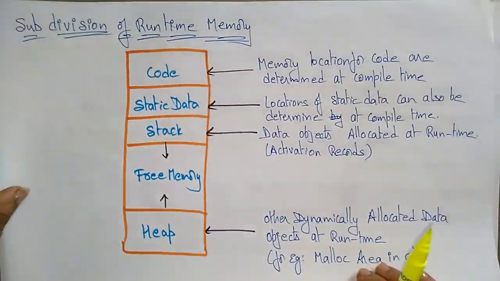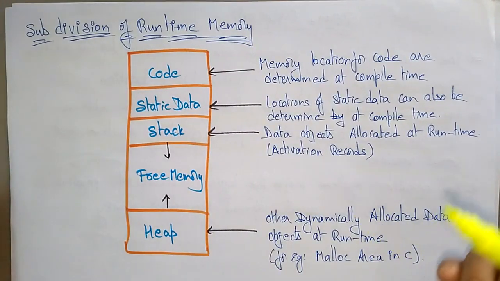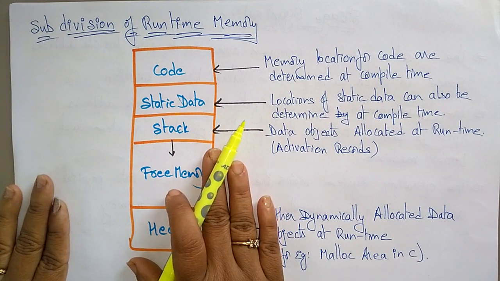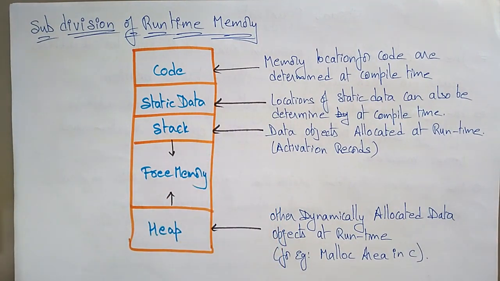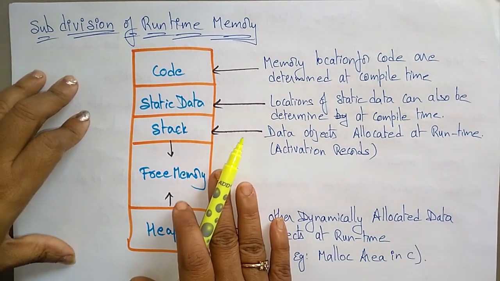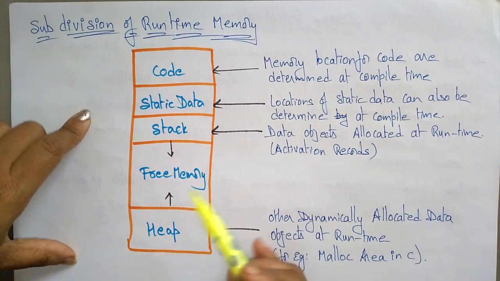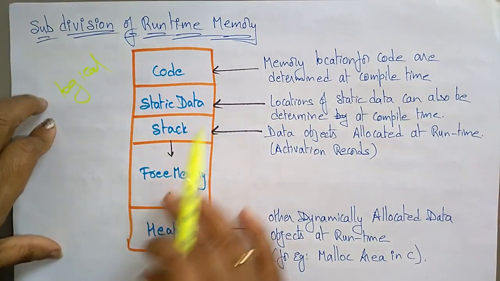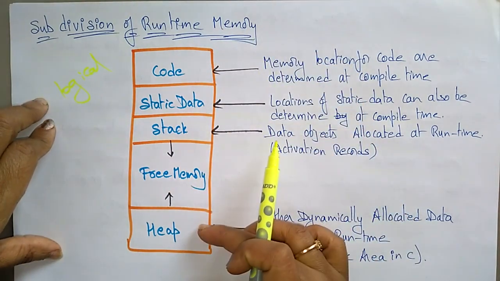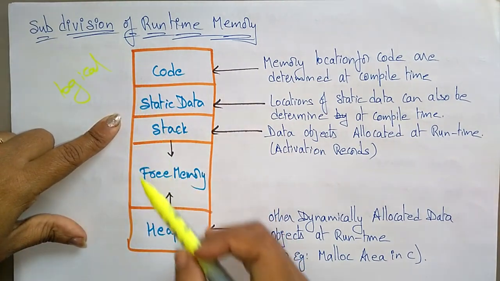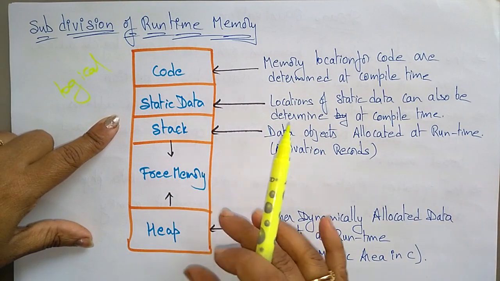Now let's see how the memory is divided into the subdivisions of runtime memory. After compilation, when you want to execute the program, the executing program uses the runtime memory, which is the logical address space. Let's see the subdivisions of this runtime memory. The complete memory is divided into different parts.